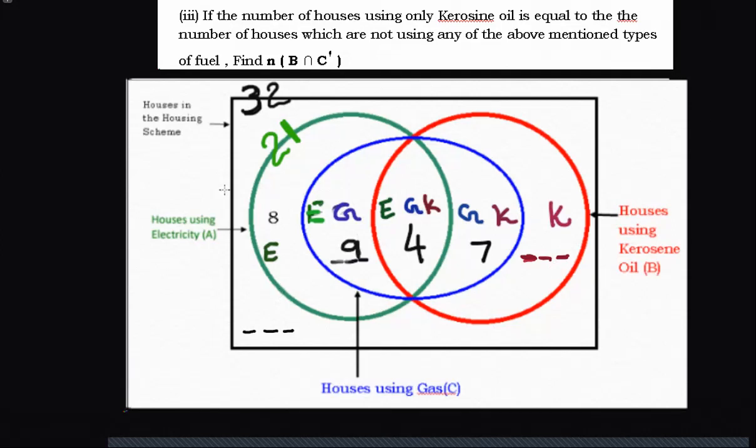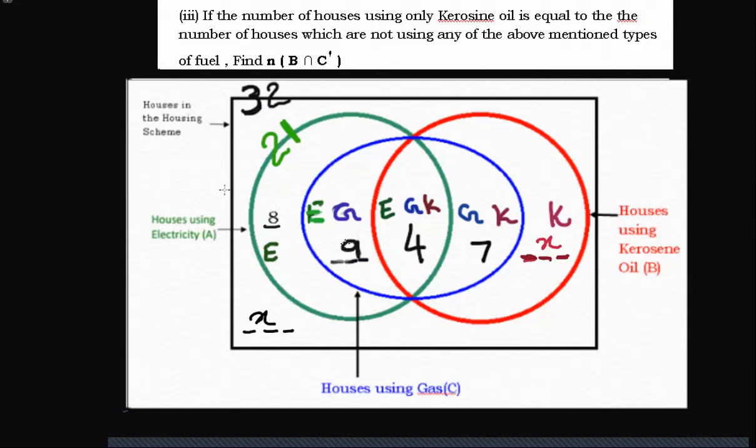So how to figure out what should come in these blanks? We know when we add the numbers in all the regions, what should it add up to? It should add up to 32 because altogether there are 32 houses. So we have 8 here, 9, 4, and 7. And for a while, we'll assume this is x. If this is x, this too has to be x because they have said equal. So 8 plus 9 plus 4 plus 7 plus x has to be equal to 32. So then we can find out what x should be.